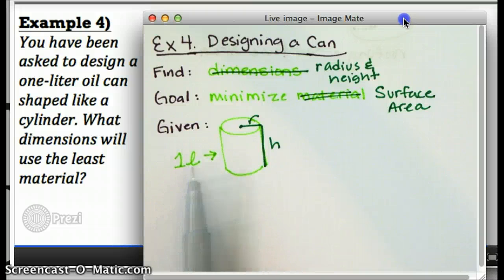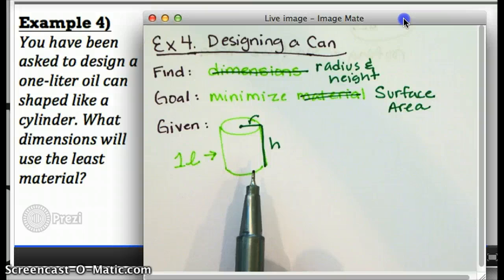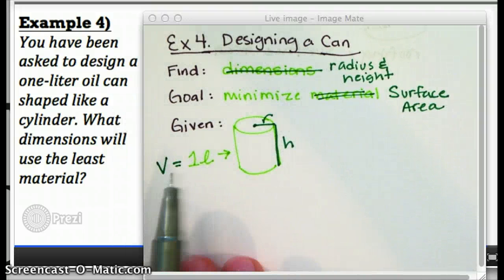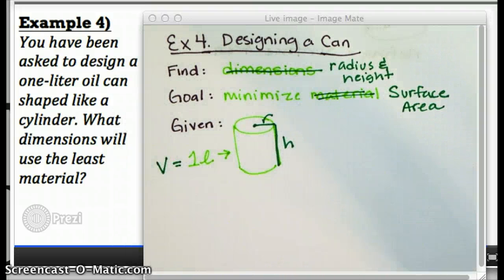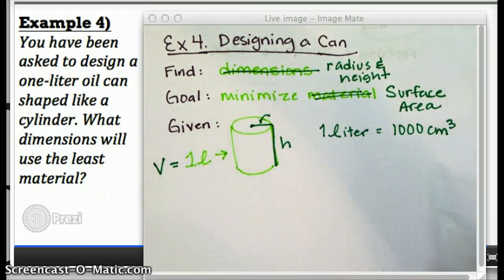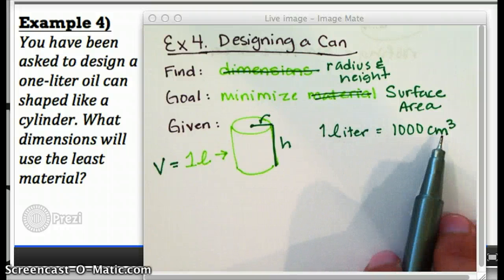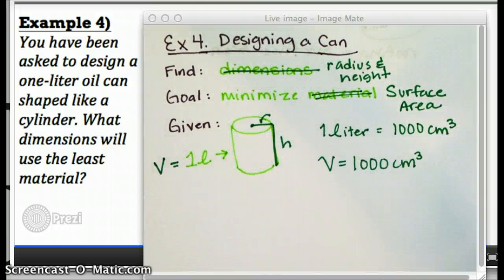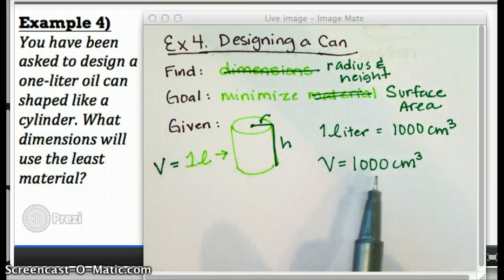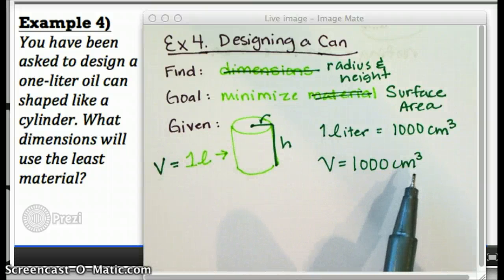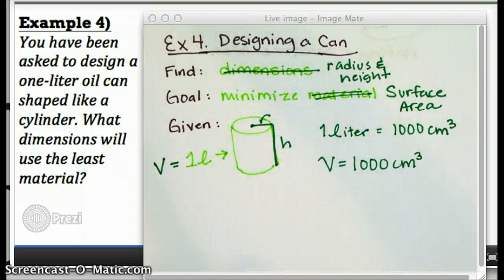And when we say this can is a 1-liter can, what are we really talking about? Are we talking about the surface area? No, we're talking about the volume. So instead of just saying this is a 1-liter can, we should say the volume equals 1 liter. And I'm going to give you another fact, which might be useful: 1 liter is the same thing as 1,000 centimeters cubed. So instead of saying the volume is 1 liter, we could say the volume is 1,000 centimeters cubed. I now feel like we have a good understanding of the basics, and we're ready to start the problem.